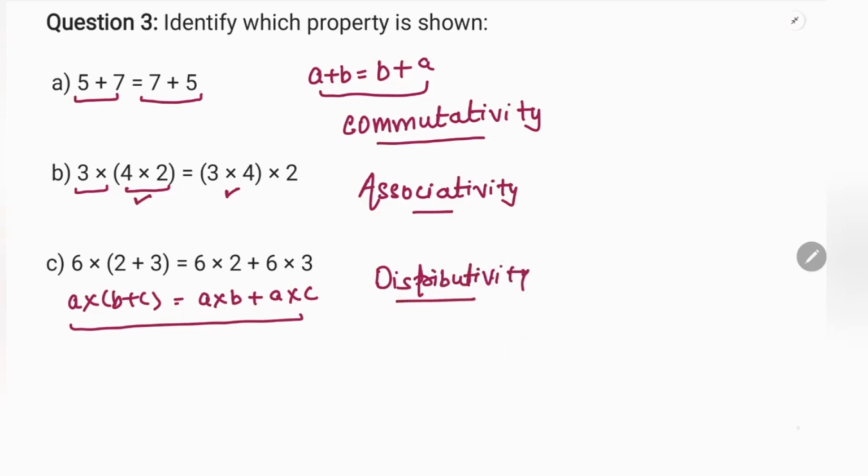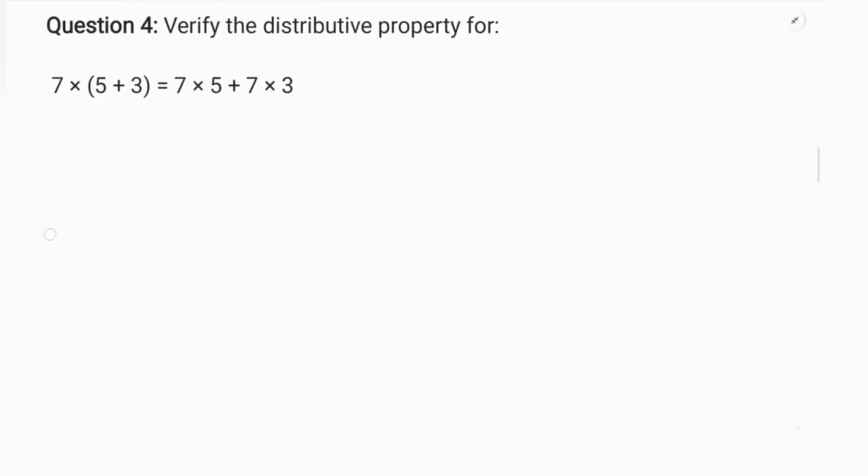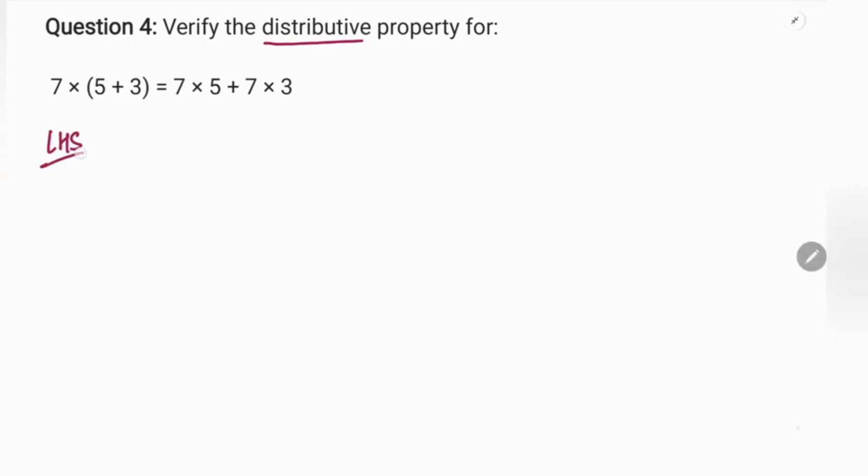After that we have question 4. Verify the distributive property. This is a very important question if you are just learning these properties. They will ask you to verify. How do you verify? For verification we see whether LHS is equal to RHS. I will solve LHS first. LHS means left hand side. What is left hand side? 7 times 5 plus 3.